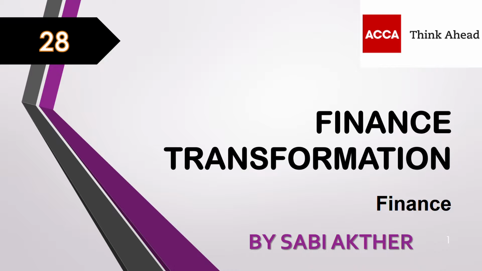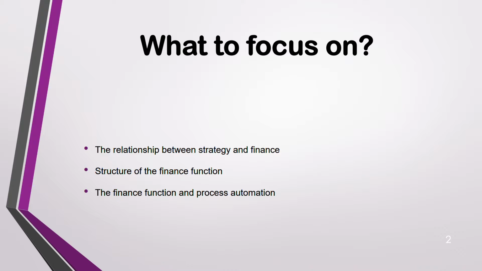So in this lecture we are going to discuss finance transformation, how the role of finance has been transformed. What are the new roles that a finance accountant needs to update? What are the skills that are no longer valuable? All those things we are going to see in this lecture. Here we are going to study the relationship between strategy and finance, the structure of the finance function in any organization, and also the finance function and process automation. There are some advantages as well as disadvantages. So let's start with the relationship.